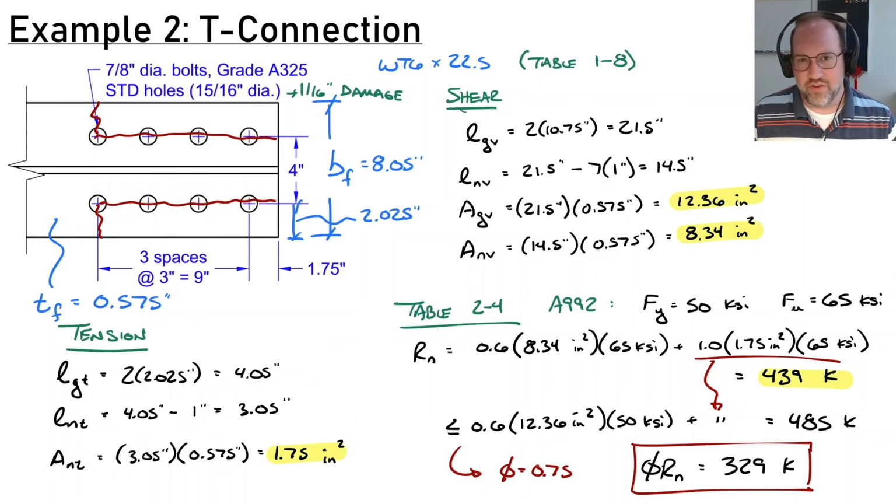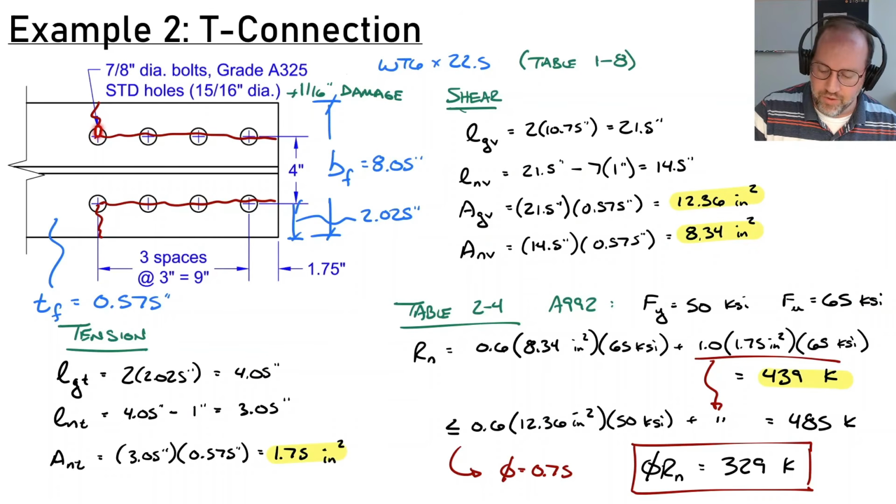So essentially we have 1 hole diameter that I need to subtract from this case. There's a half hole diameter here and a half hole diameter here, which adds up to 1 hole diameter of 1 inch. So that gets me 3.05 inches. And therefore multiplying that by the thickness gets me 1.75 square inches.